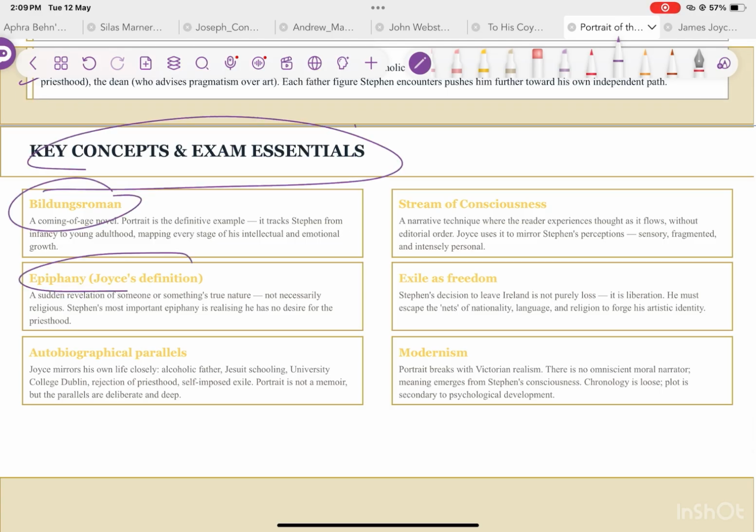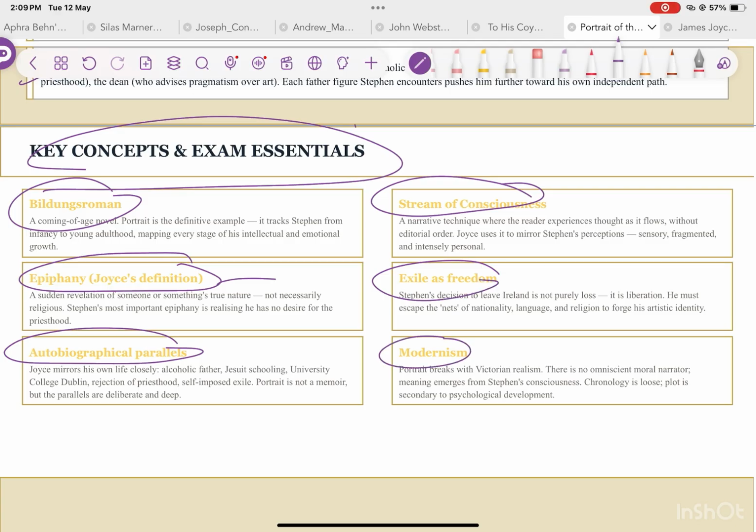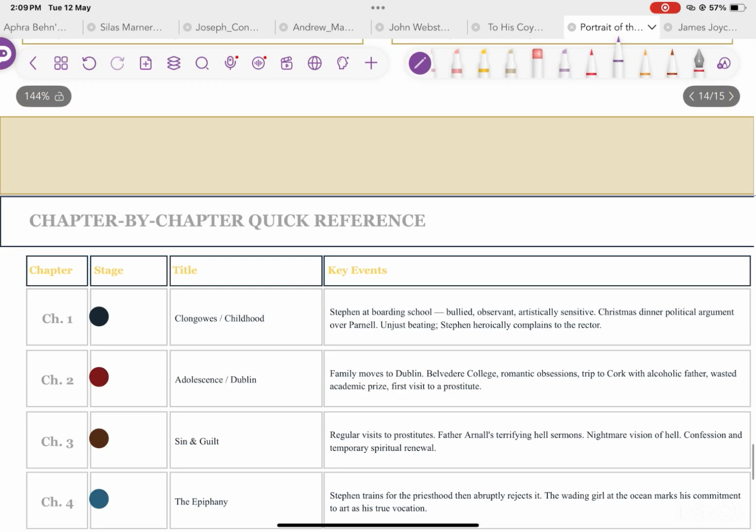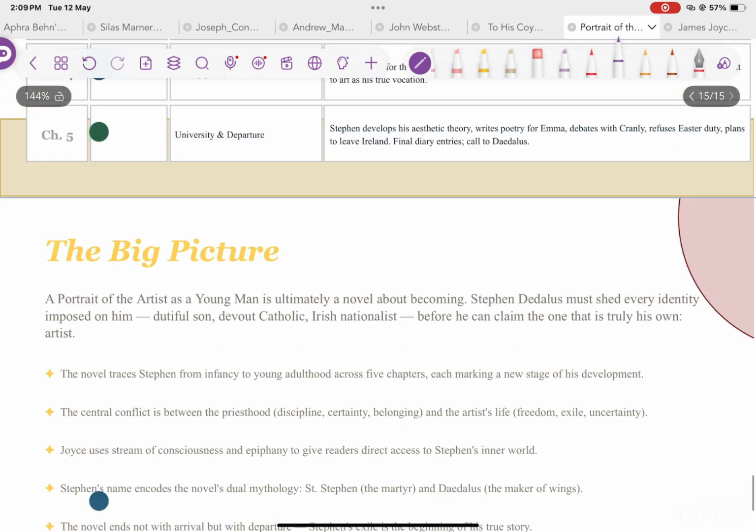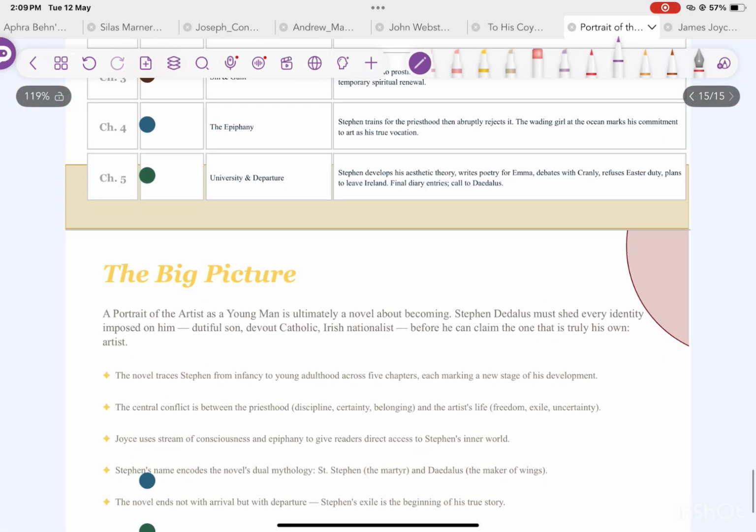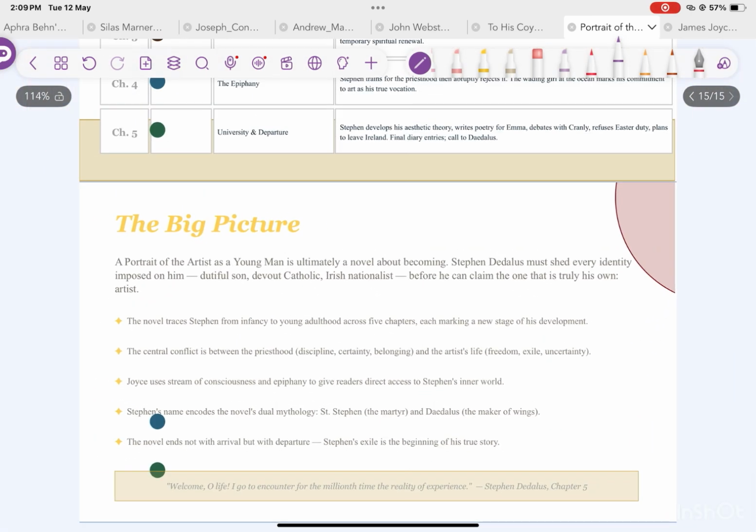Bildungsroman. Epiphany is a sudden realization that hits a particular character and completely changes the course of the action. And then autobiographical parallel, there is a parallel between the author's life and Stephen's life. So, stream of consciousness. I told you. Exile as freedom, and modernism is the new mood of writing in that era. So, these are the things that you can go for here.